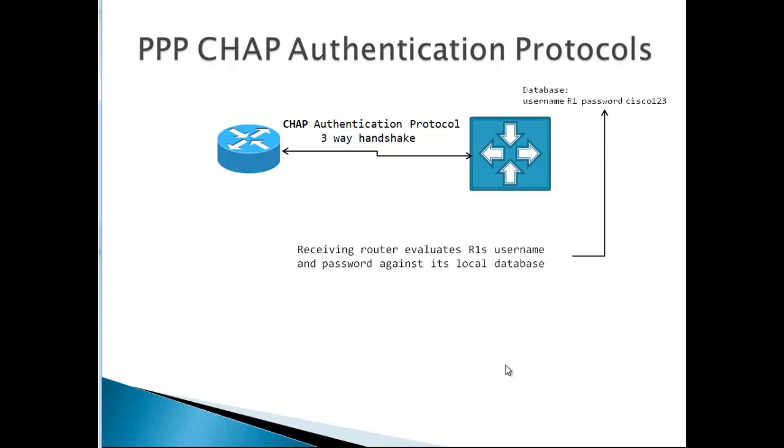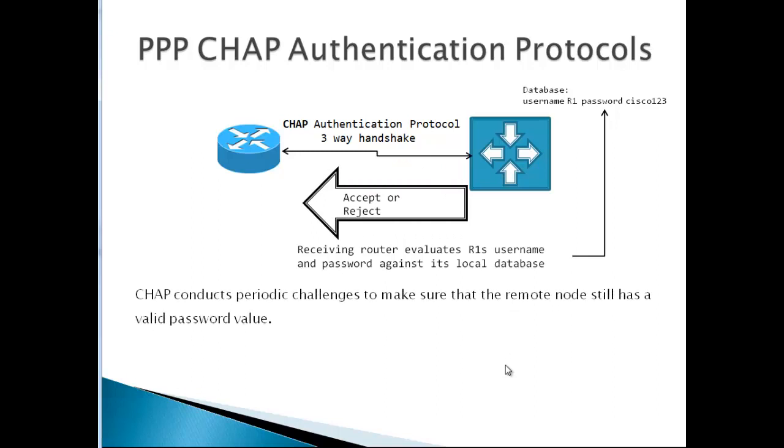It will create its own message digest and compare these two message digests. If they're the same, it will accept, or if not, it will reject. CHAP conducts periodic challenges to make sure that the remote node still has a valid password value. Though it's not like PAP. PAP will only do it at the start of the conversation, the authentication. CHAP, no. CHAP will do it at the start and it will continue doing it while the communication is going.